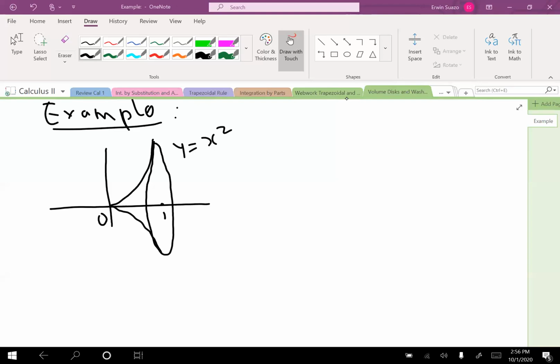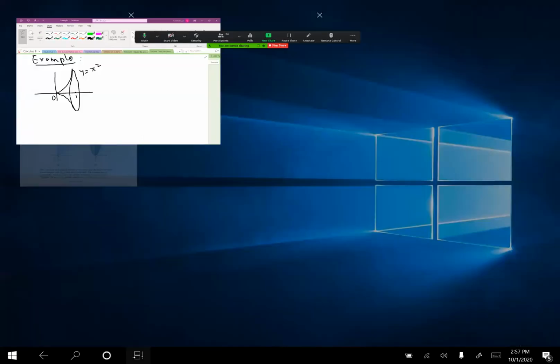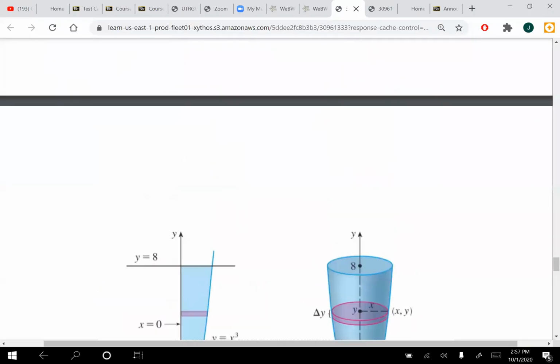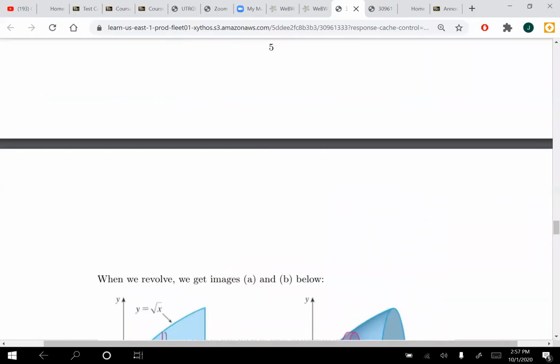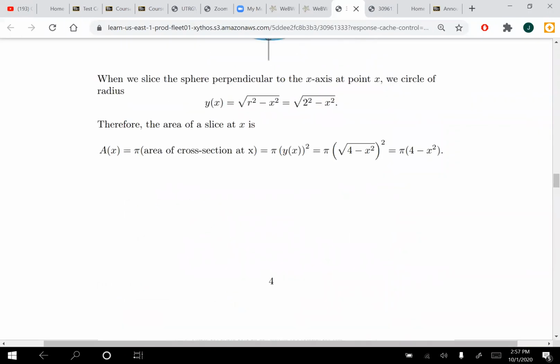Okay, so what answer do you guys get? So I saw somebody put pi over 5. That's correct. Well, let's go and do it. Okay. So let's see these notes and see if this makes sense for us or not. So we're gonna do all these steps over here.